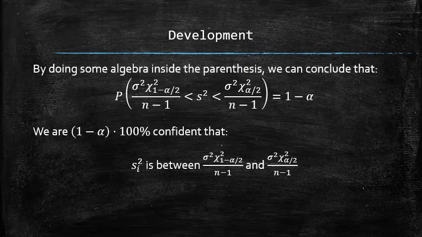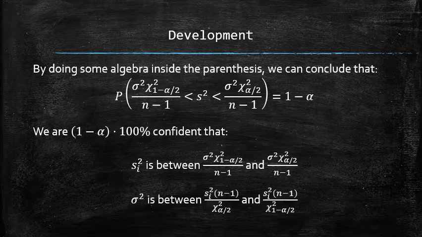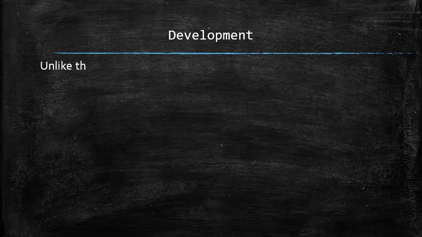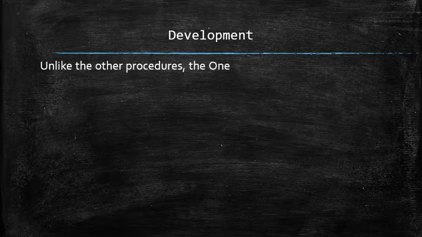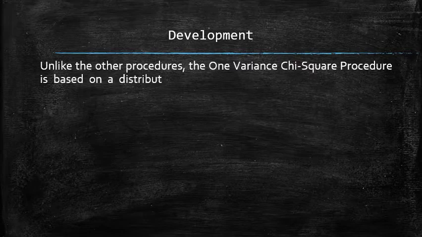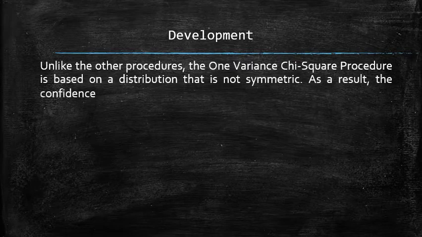Similarly to the previous procedures, but not as obvious, we can flip the population variance and the sample variance in the statement to conclude that we are 1 minus alpha times 100% confident that the population variance is within certain boundaries. Unlike the other procedures, the one-variance chi-square procedure is based on a distribution that is not symmetric. As a result, the confidence interval is not symmetric.